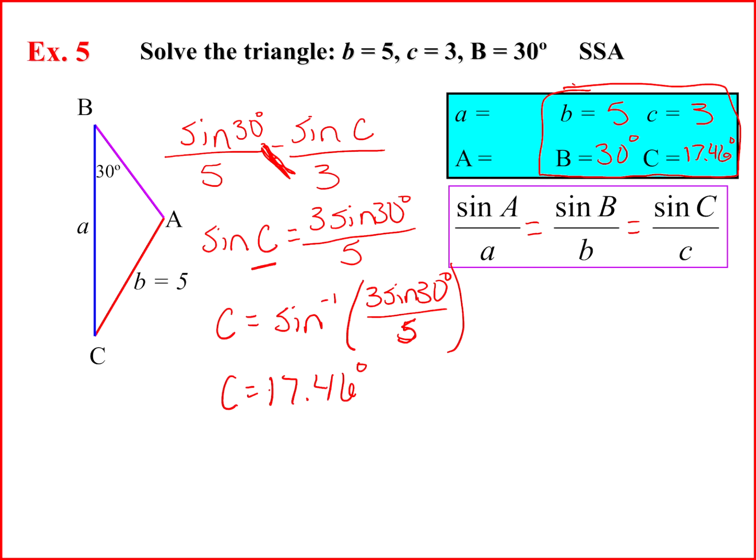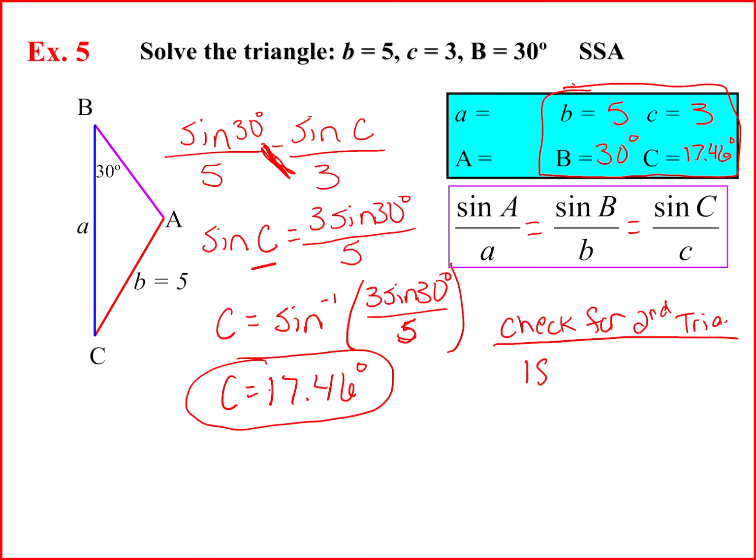So I know I have 1 triangle for sure with this right here. What I need to do is test and ask, am I going to have another triangle? It's possible that we have 2 triangles, so we need to now check for a second triangle. To check for a second triangle, you take 180 degrees and subtract the value you just got of 17.46.